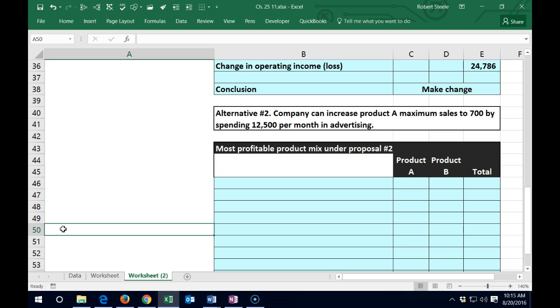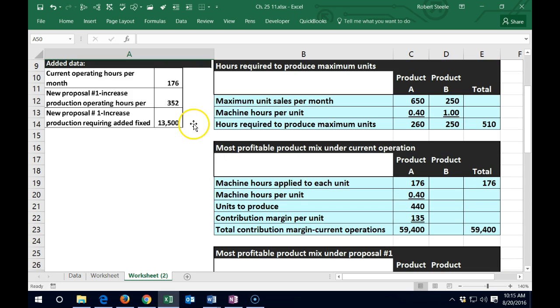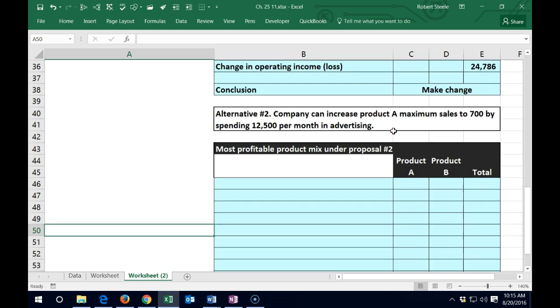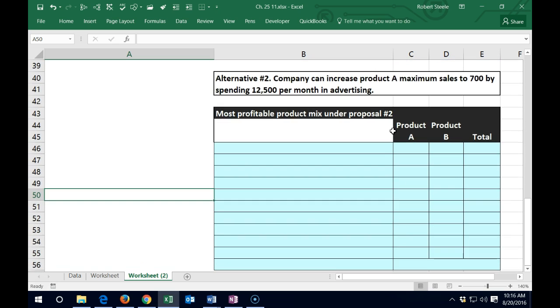And they, of course, say that if they increase the advertising, you give them $12,500, then they can increase the sales for product A. Product A having a higher contribution margin, as well as a higher contribution margin per machine hour, and therefore that could possibly increase our overall revenue. So let's do the analysis on that and see what we have there.